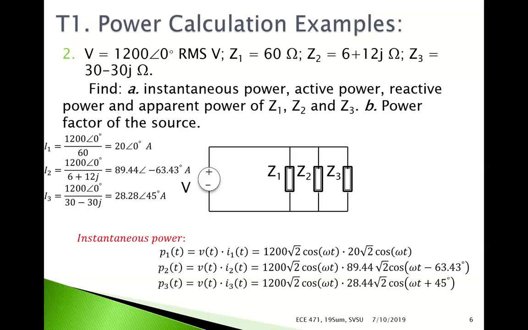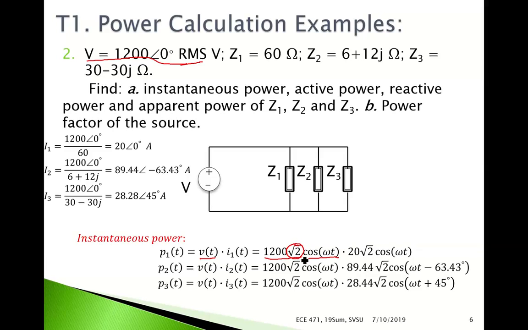For the instantaneous power, we need to do a little work. The given voltage is a phasor, so we need to convert it back to a time function, which equals 1200 square root of 2 times cosine omega t. We know the phase angle is 0, and we know the magnitude is 1200 RMS. That's exactly why we need to multiply by square root of 2, to make it the magnitude, or say the peak value.